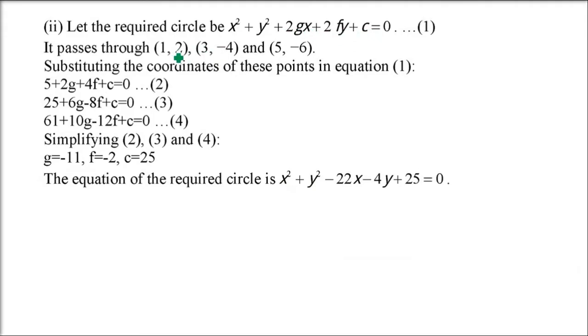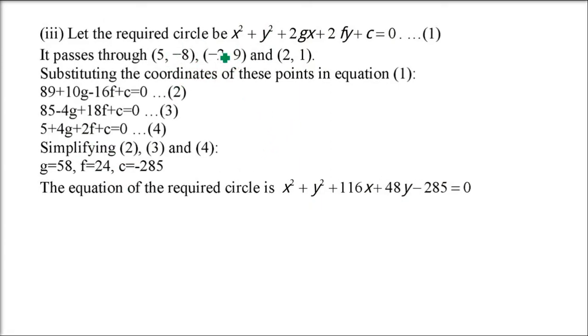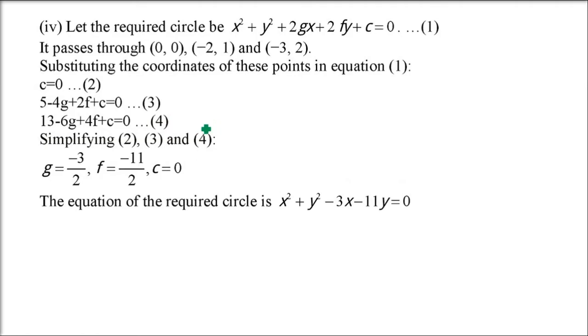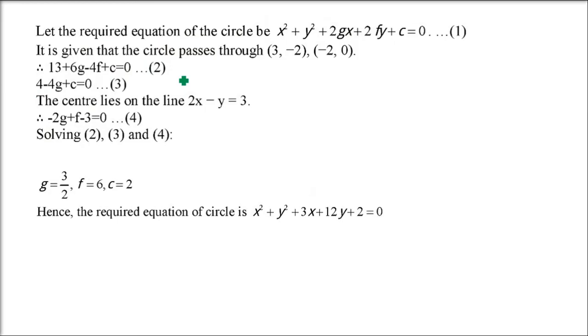Same thing we are going to do here. g and f and c we have to find out. First we have to put 1 and 2, then 3 and minus 4, then 5 and minus 6, then 3 equations will come. The way I told you, just solve it, 2, 3 and 3, 4. Find f and g and then put it to find c. Same thing here. And the easy part of this question is whenever you put 0, 0, 0, you'll get c as 0. So you're getting the constant as 0.